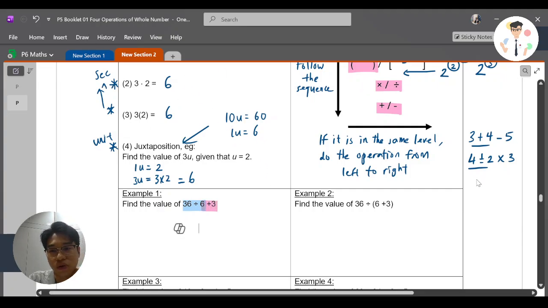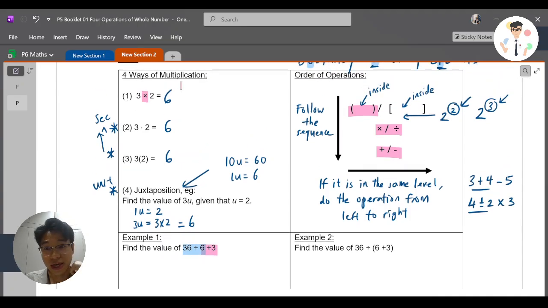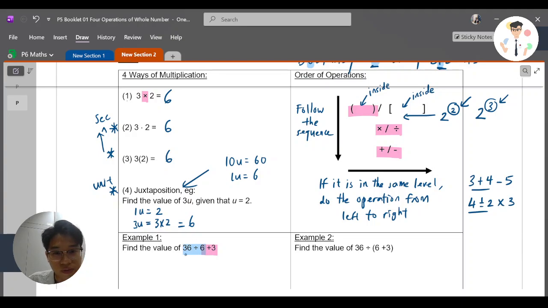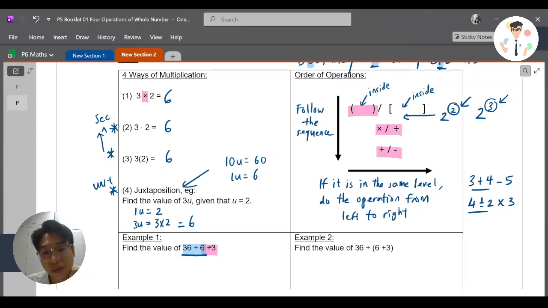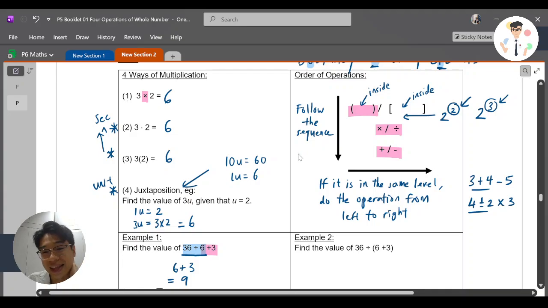Again, this is what you need to refer to. Is there any bracket or parenthesis? No. Then the next thing that I should do is either multiplication or division. And in this case it is division. So I need to do 36 divided by 6 first. 36 divided by 6, as you know, is 6. And I am left with plus 3. And 6 plus 3 is equal to 9. That is how you solve this, okay? Order of operation.